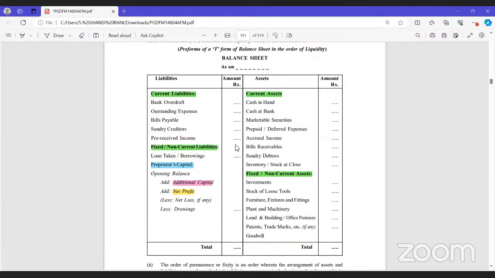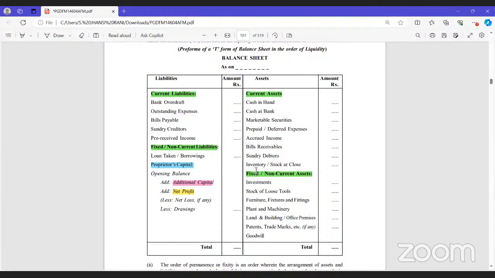Liquidity means, just look here, all these current assets: cash in hand, cash at bank, marketable securities, prepaid. These can all be easily converted into cash within a period of 1 year. And here also current liabilities: bank overdraft, outstanding expenses, bills payable. These can all be cleared or paid within a period of 12 months.